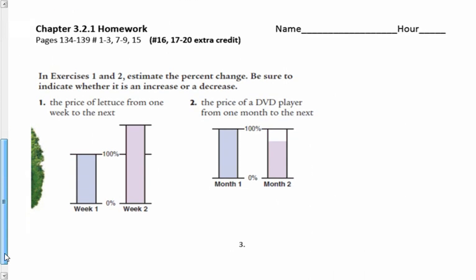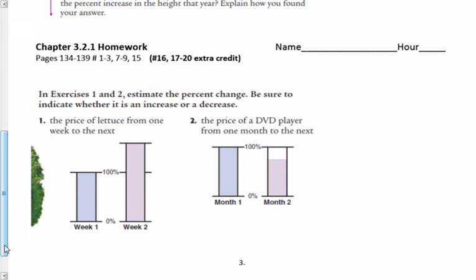And we're going to look at problems 1 and 2 from the homework here. It says, estimate the percent change. Be sure to indicate whether it's an increase or decrease. The price of lettuce from one week to the next. So in week 1, this bar represents the price of lettuce. In week 2, the new bar is higher, so it's a percent increase. And we're just going to estimate.